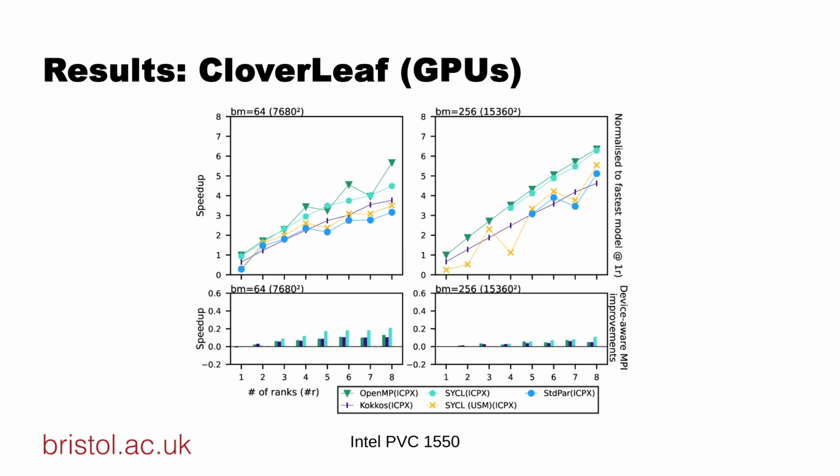OpenMP target outperformed SYCL here, which is Intel's native model for PVC. This is a bit of a surprise. PVC's software stack is still in development, so we expect the performance gap between models, especially for USM models, to improve.